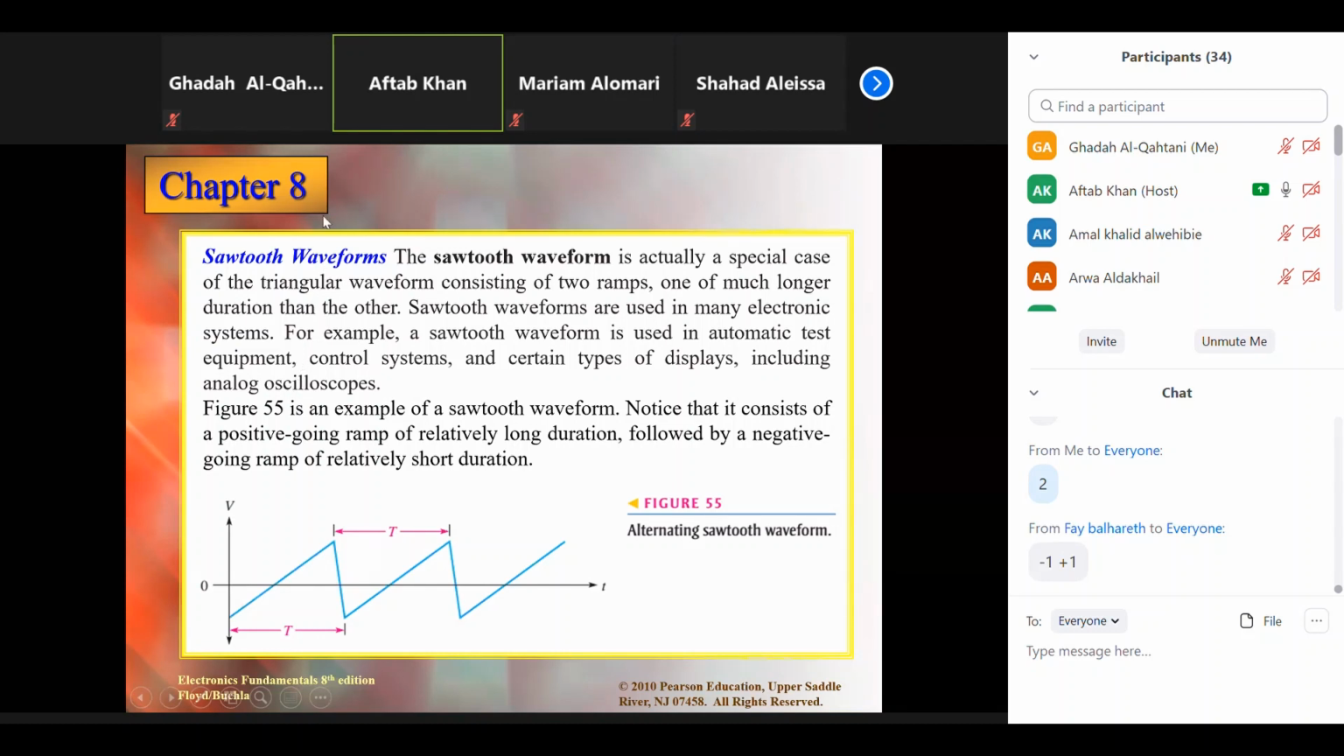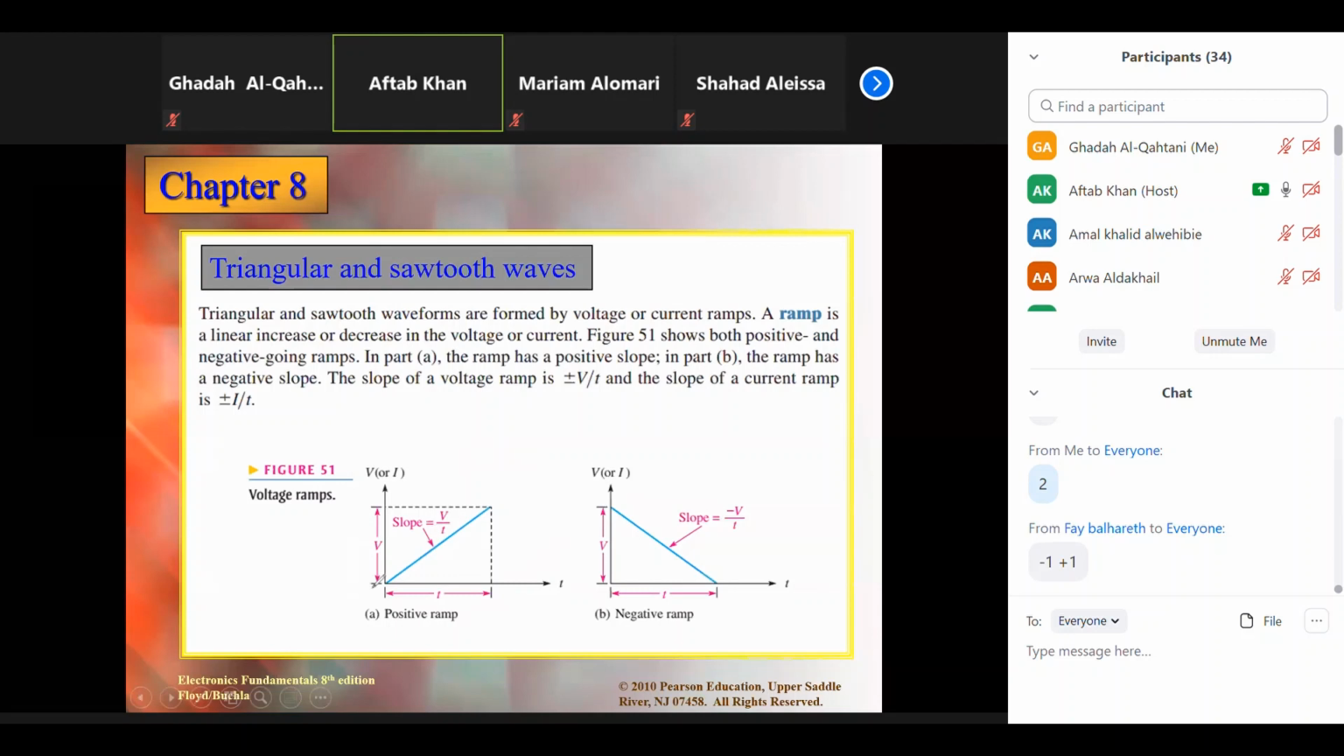Now, the triangular wave and the sawtooth waveform have some relation here, girls. How can we find the slope? This is the positive slope, and how can we find it? It is basically voltage divided by the time. So here it is the positive ramp.